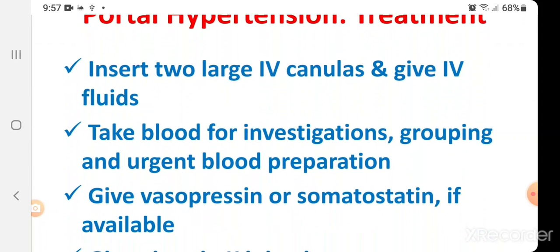Then the treatment for portal hypertension. In the emergency, the first thing you want to do is to keep an open vein, because the active bleeding will lead to collapse of the vein, and it's very difficult for you to find the veins later on. So put two large IV cannulas in the veins, and give IV fluids, any available IV fluids, to keep the veins open. And then take blood for investigation: grouping, cross-matching, and even blood preparation.